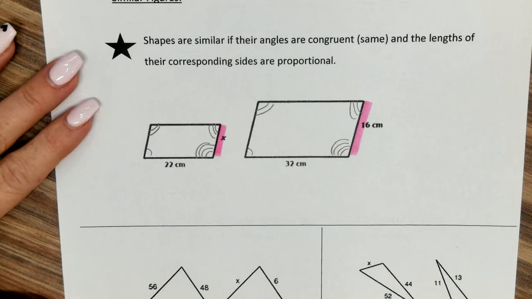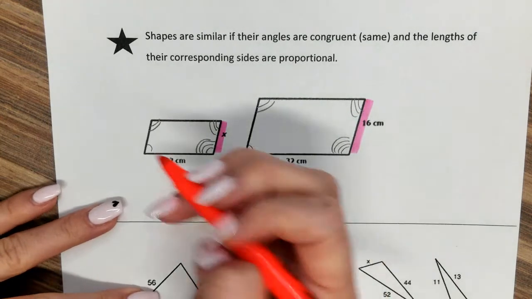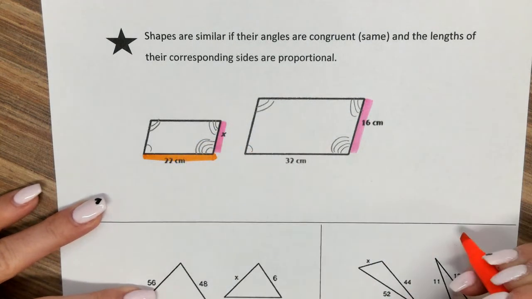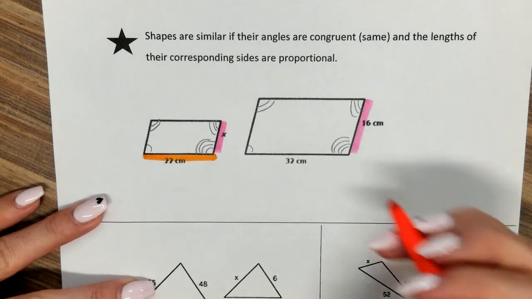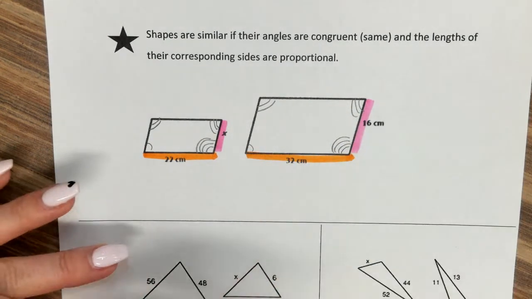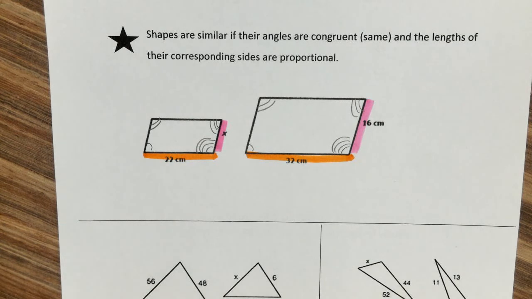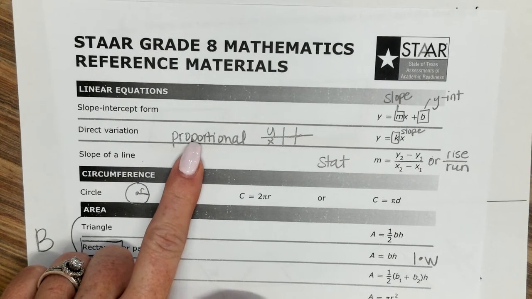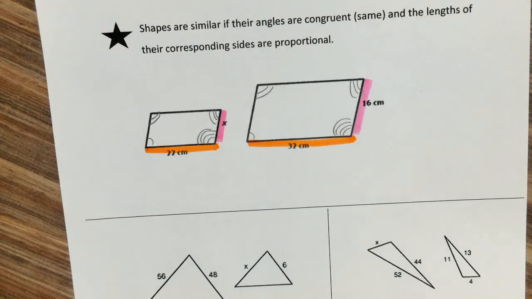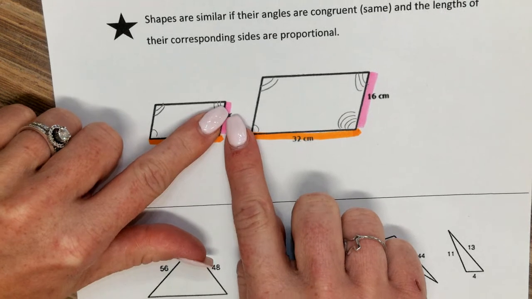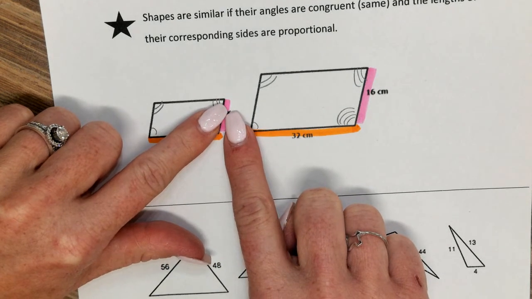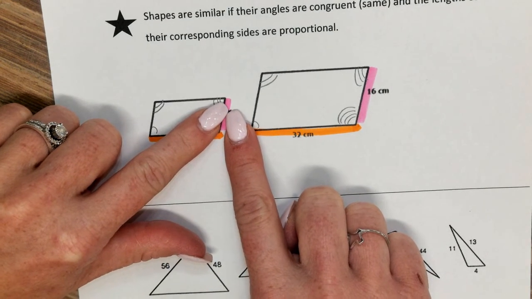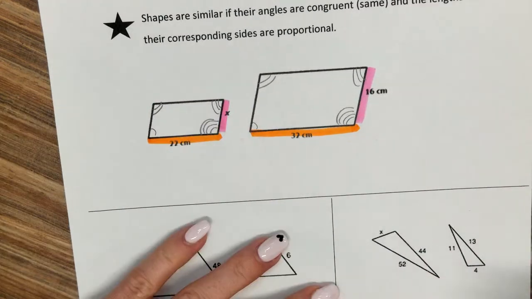Now I want you to take another color and do the side 22. What side corresponds with the 22? 32. You can now make a box. Isn't that what we wrote on our warm-up today? Anytime you have something proportional, you can do what? You can make a box to solve a proportion. We can find the value of X. Do you all remember learning this in 7th grade? Yes or no? Vaguely? All right, here we go.